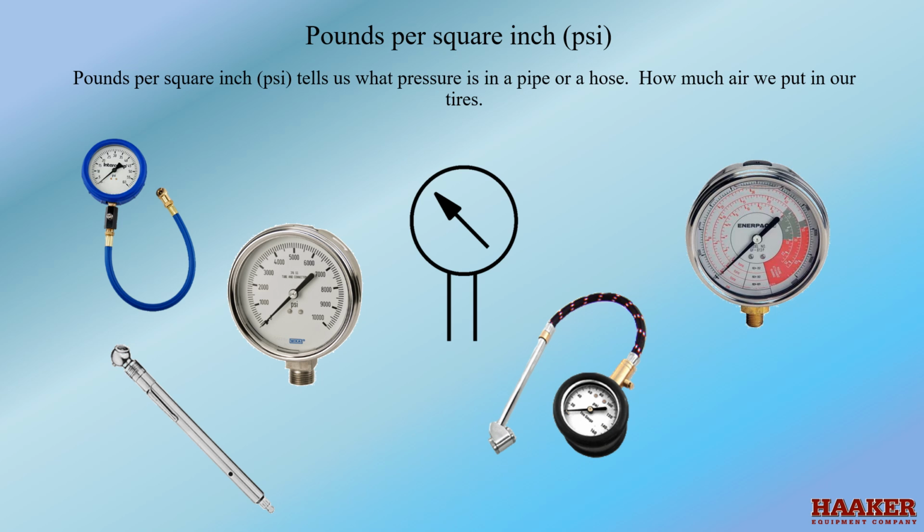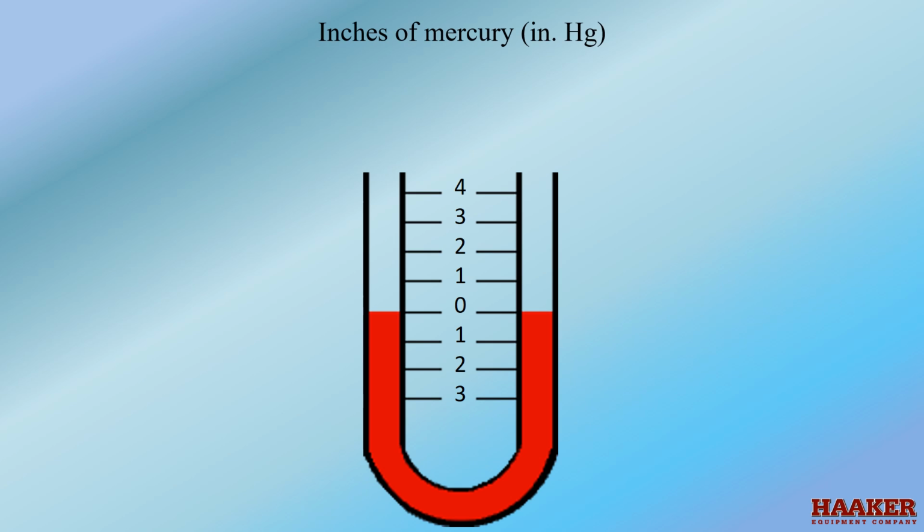Pounds per square inch tells us what the pressure is in a pipe or a hose, how much pressure you put in your tires. Inches of mercury is what we use to measure vacuum. It is a measure of how high a column of mercury raises in vacuum. Your sewer trucks might be designed to lift 18 inches of mercury. Or you'll hear the term used, your truck is an 18-inch blower.